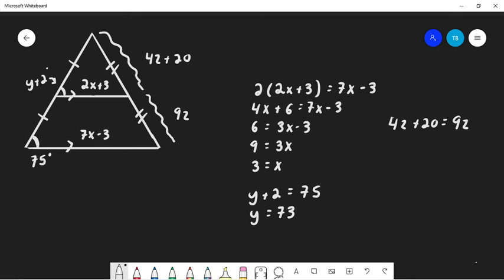First thing we do is subtract 4z on both sides. So 20 equals 5z. And then divide both sides by 5. So 4 equals z. And there we have it. We've solved for each of the variables in this diagram using all the different properties of the triangle midsegment theorem. So x is equal to 3, y is equal to 73, and z is equal to 4.